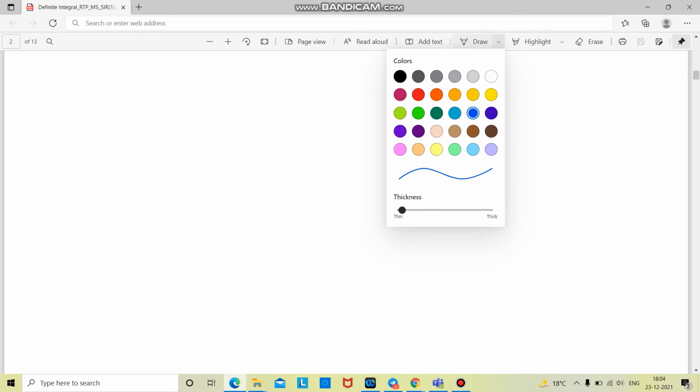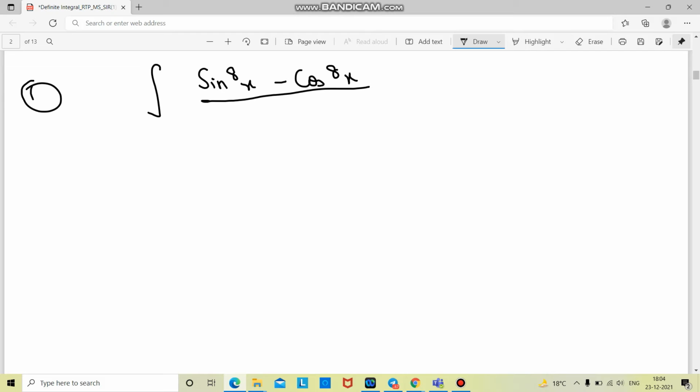Today we will discuss some of the problems of the chapter Indefinite Integration. So let's start. Our first question is the integral of (sin^8 x minus cos^8 x) divided by (1 minus 2 sin^2 x cos^2 x) dx. So we can solve this problem.